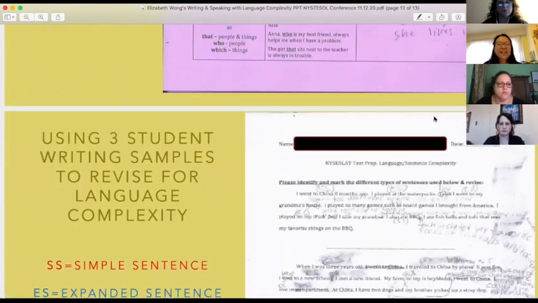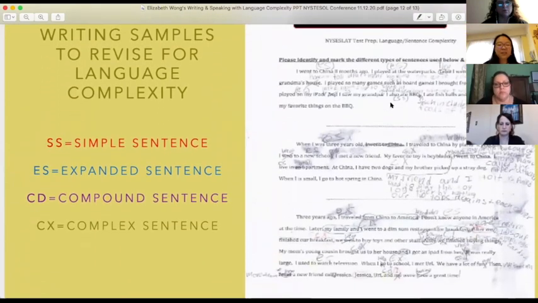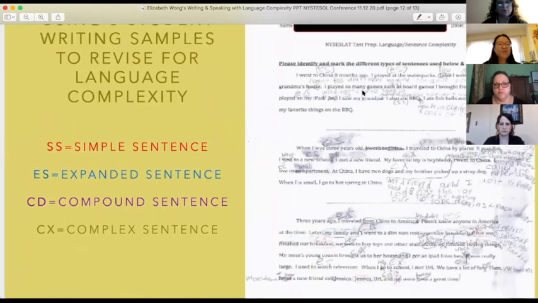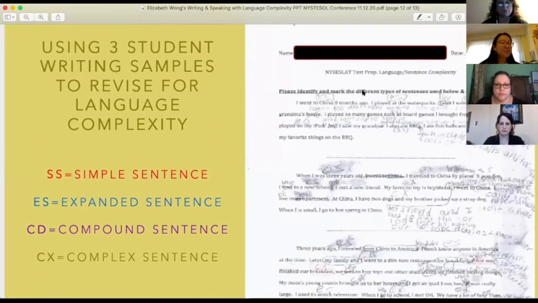And finally, I've taken 3 student samples and they're separated by the dotted lines so that we can revise student writing to make their language more complex. So I've coded the different sentence types. SS stands for simple sentence, ES for expanded sentence, CD for compound sentence, and CX for complex.